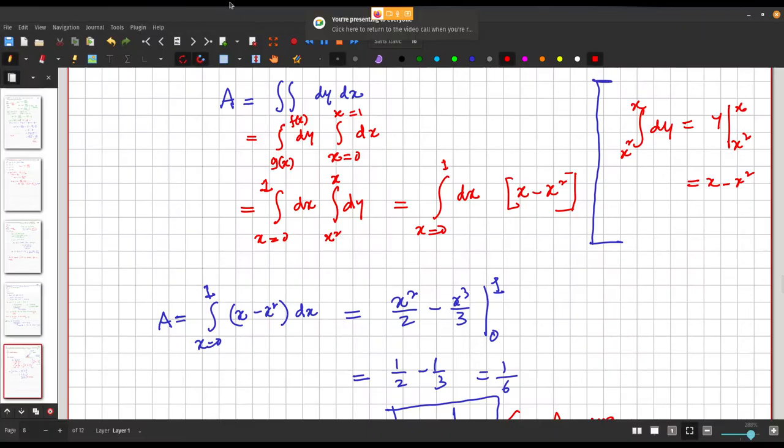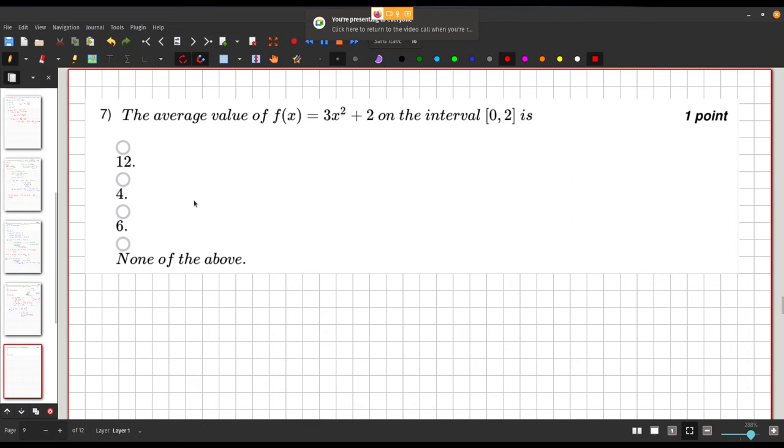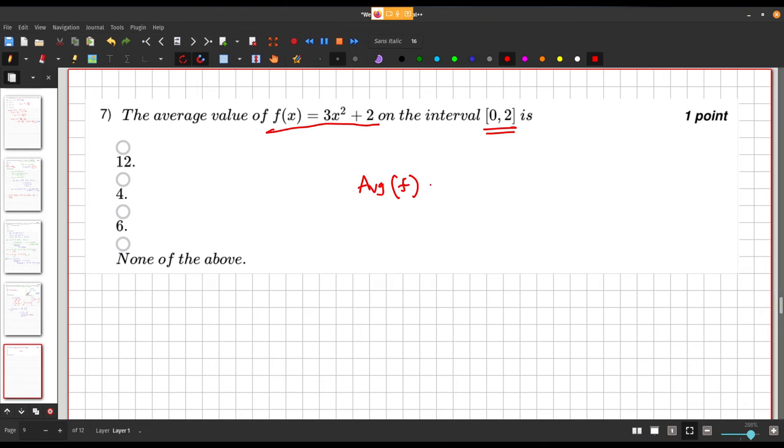Okay, so let us move to the next problem. And here we have to find the average value of this function on the interval 0 to 2. So the average value can be given by this formula. This is known to us. So here b is 2 and a is equal to 0. We have to just integrate over this interval.